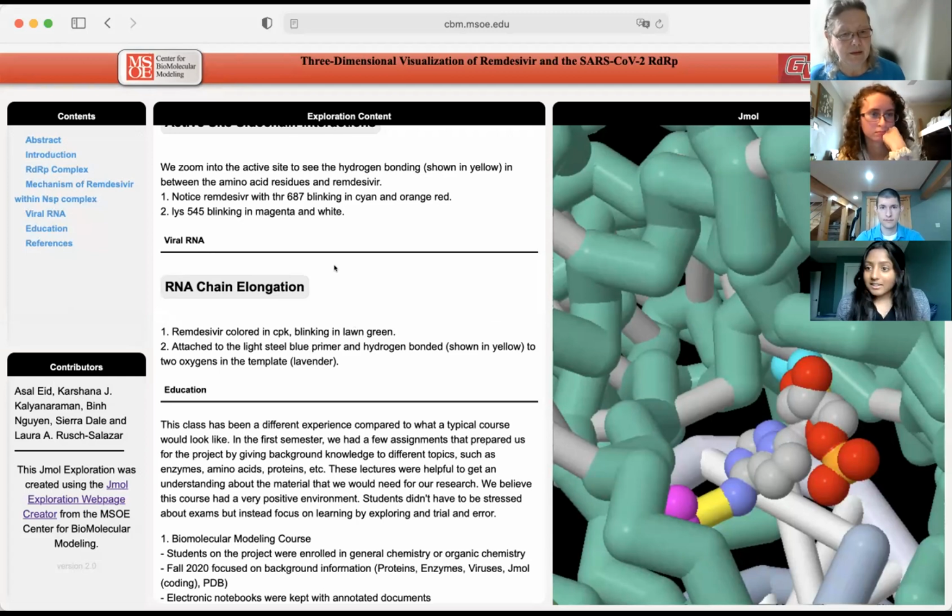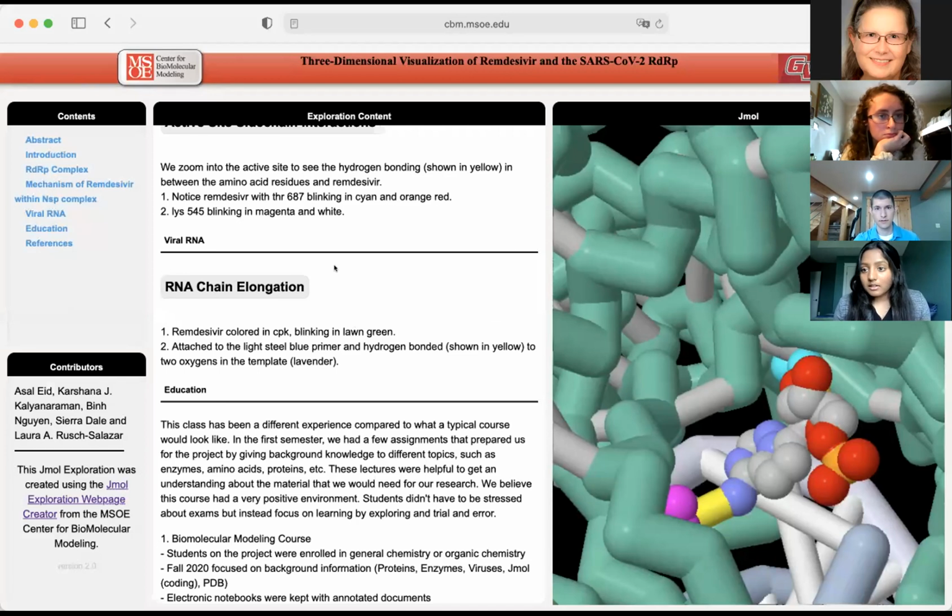And as the two other teams had already discussed, we also focused on the RNA Dependent RNA Polymerase, because we found that that was really significant, or kind of eye-catching, when we first picked the topic. We wanted to focus on how remdesivir would have inhibited the further chain elongation of the viral RNA.